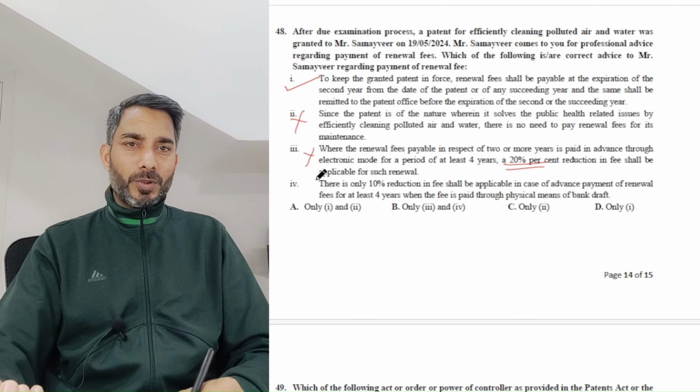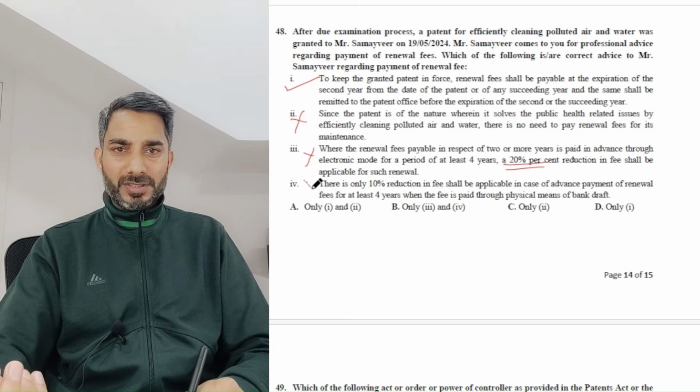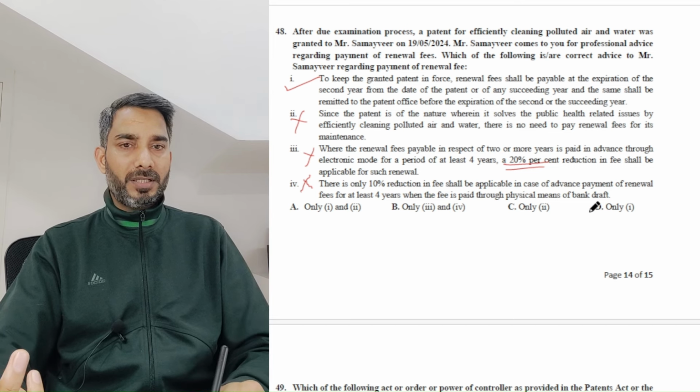There is only a 10% reduction in the fee in case of advance payment of renewal fee for at least 4 years when the fee is paid through physical means of bank draft. Why? We are going digital and they are talking about physical means. No, this is also wrong. Only one is correct. Okay, D is the answer.